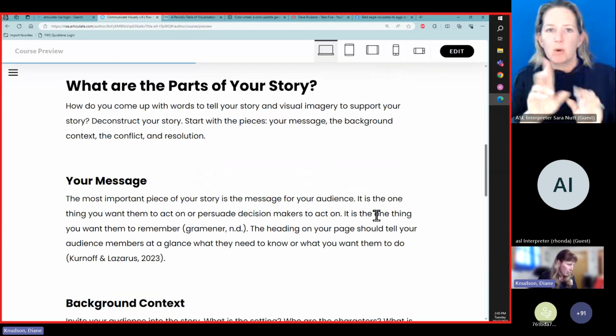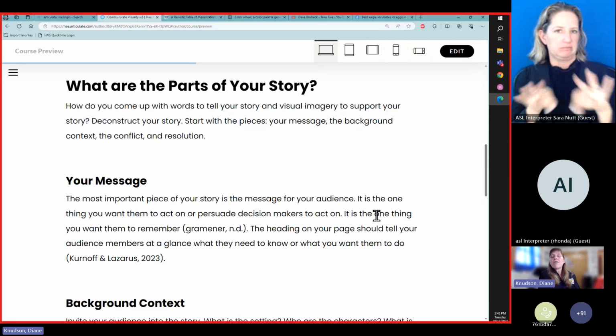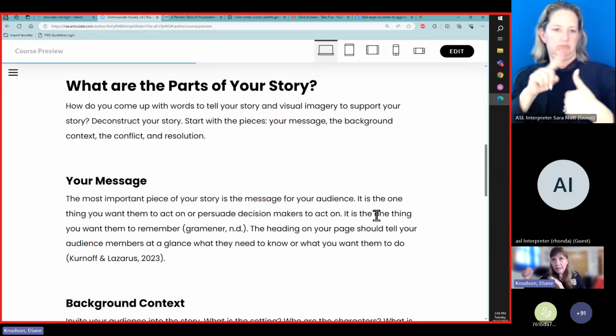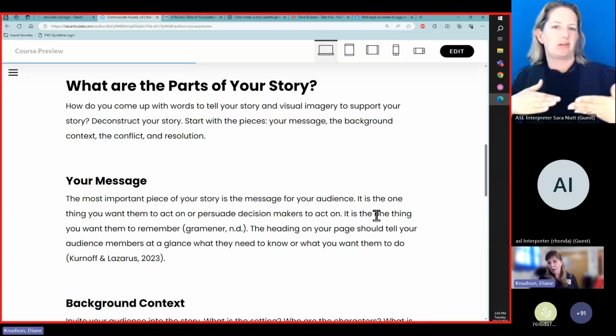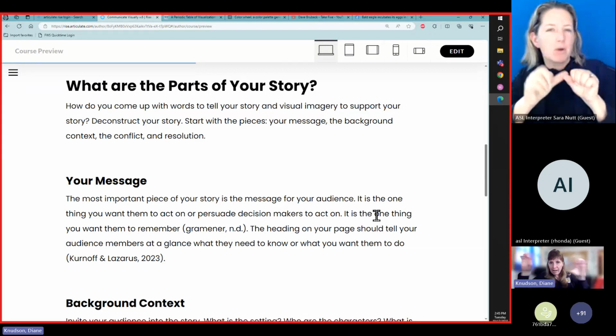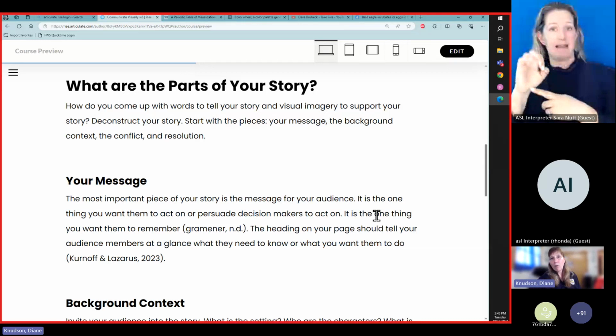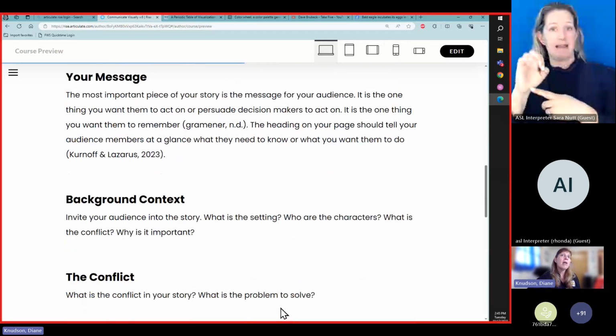So first of all, you need to identify the parts of your story. The most important part is your message, and that's the message for your audience. It's the one thing that you want them to act on or remember. And the heading on every page of your slides should tell them at a glance what they need to know or what you want them to do.